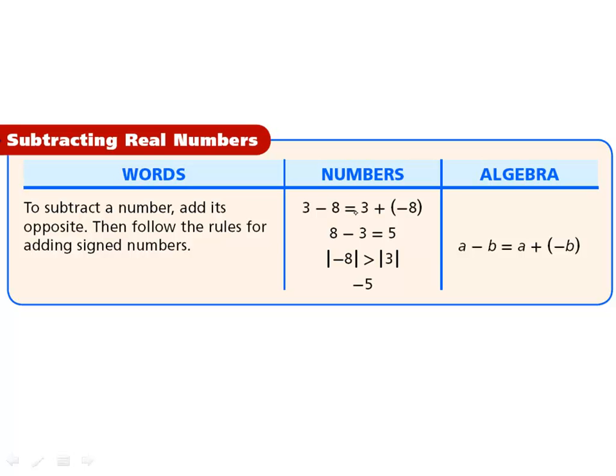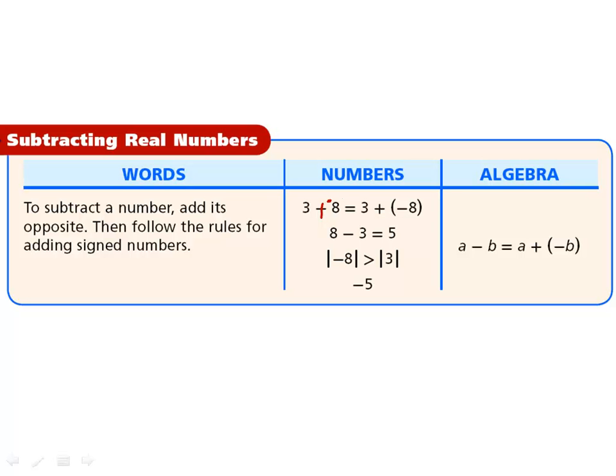So we have 3 minus 8. So we're going to add the opposite for that. So you see what happens. We change the sign to positive, to addition. And then the number after that sign becomes the opposite of what it is. It's 8, so it becomes negative 8.